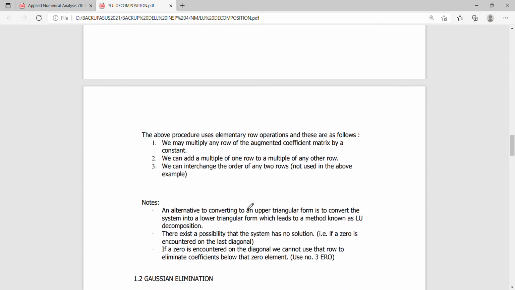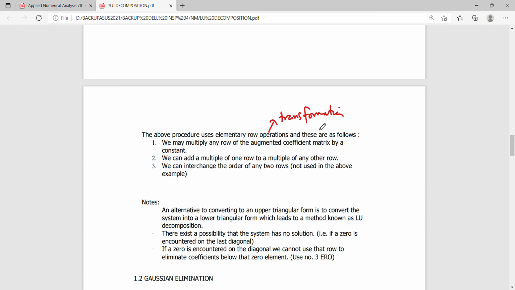Okay, so the above procedure uses what you call an elementary row transformation or operation. We can call it a transformation or operation. So I intended to use more the word operation because transformation has a different meaning in matrix. So we have the ERO, and these are as follows. So the first ERO is we multiply any row of the augmented coefficient matrix by a constant in order for us to eliminate one variable or zeroing one variable below the pivot.